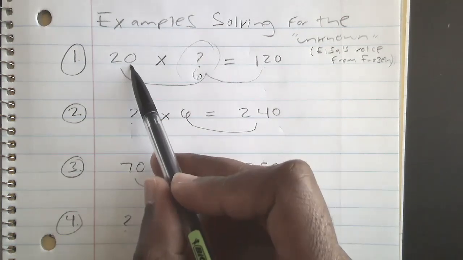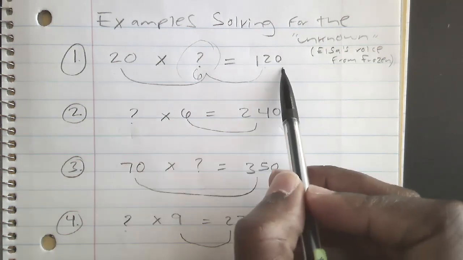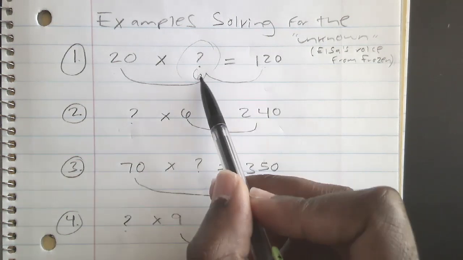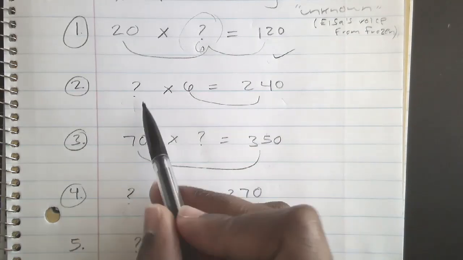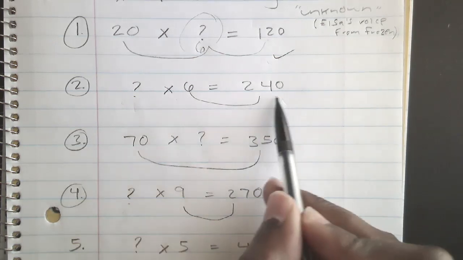Now notice there's already a zero in this 20, and there's only one zero in your answer, in your product, so you don't need a zero next to the 6. So your answer would just be 6 for this, okay? All right, number 2, we have what times 6 would equal 240?